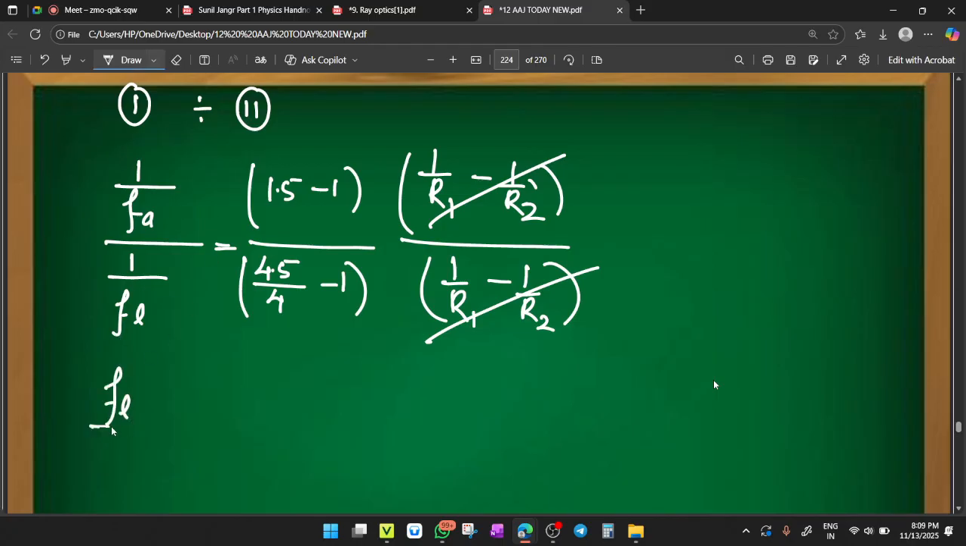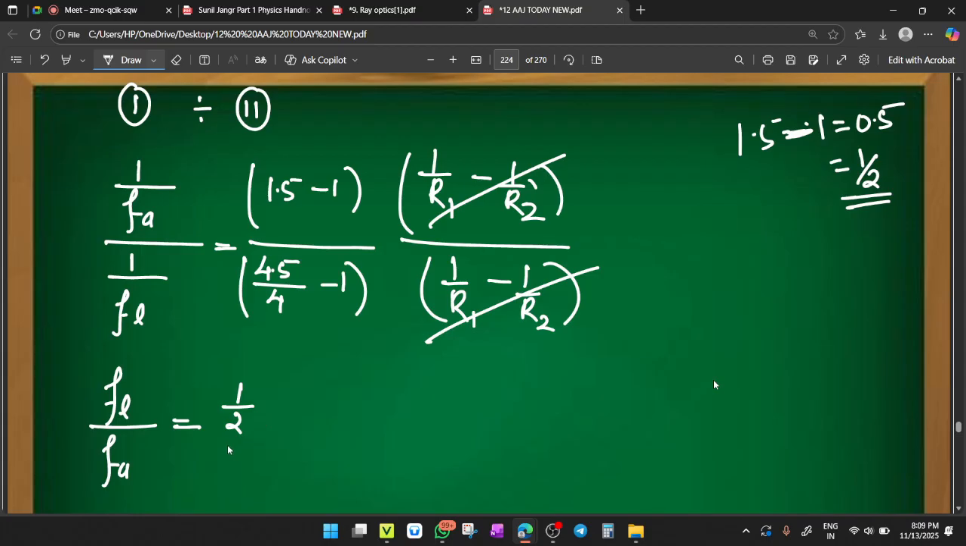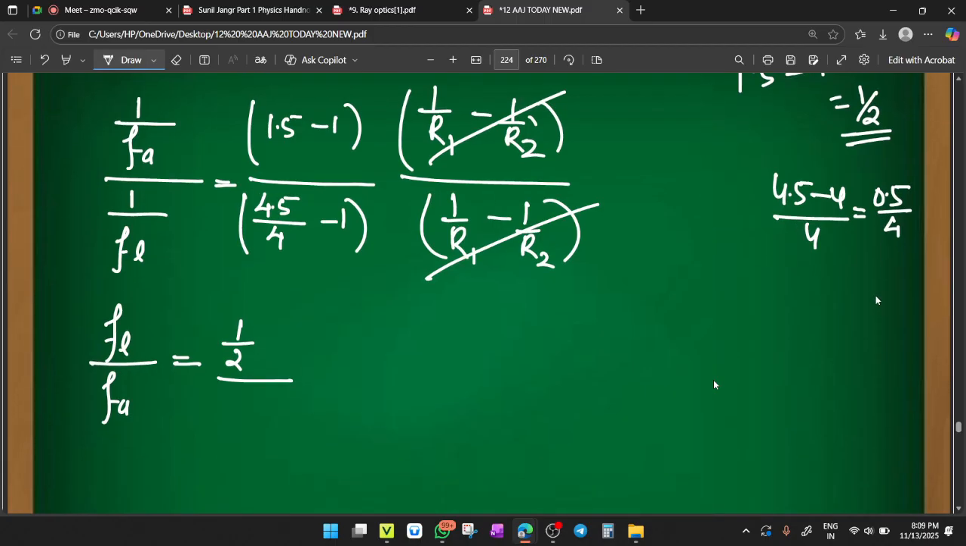So focal length in the liquid upon focal length in air equals how much will it be? 0.5. 1.5 minus 1 equals 0.5. Right, students? And 0.5 you can write as 1 by 2. So it is equal to 1 by 2. Clear? And this will be 4.5 minus 4 if you solve this one. So this will be 4.5 minus 4 divided by 4. So this is equal to 0.5 out of 4. Clear or not?